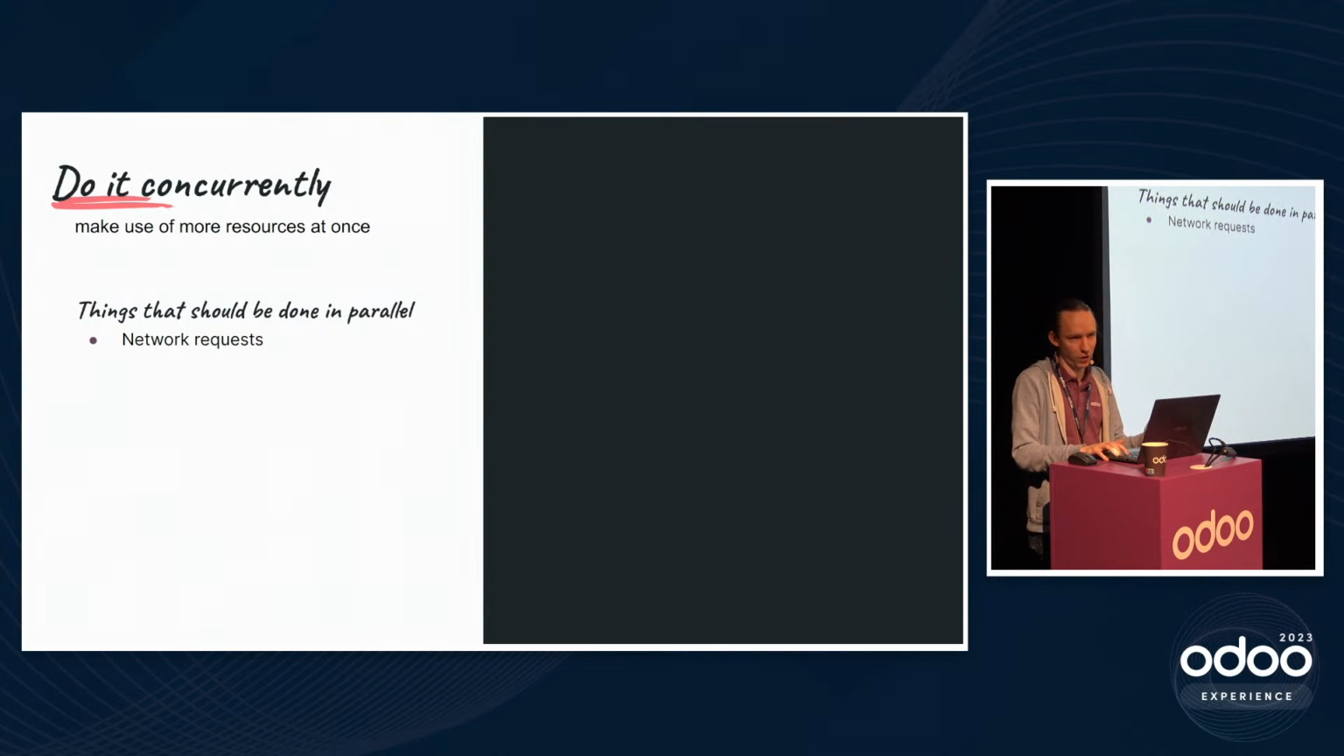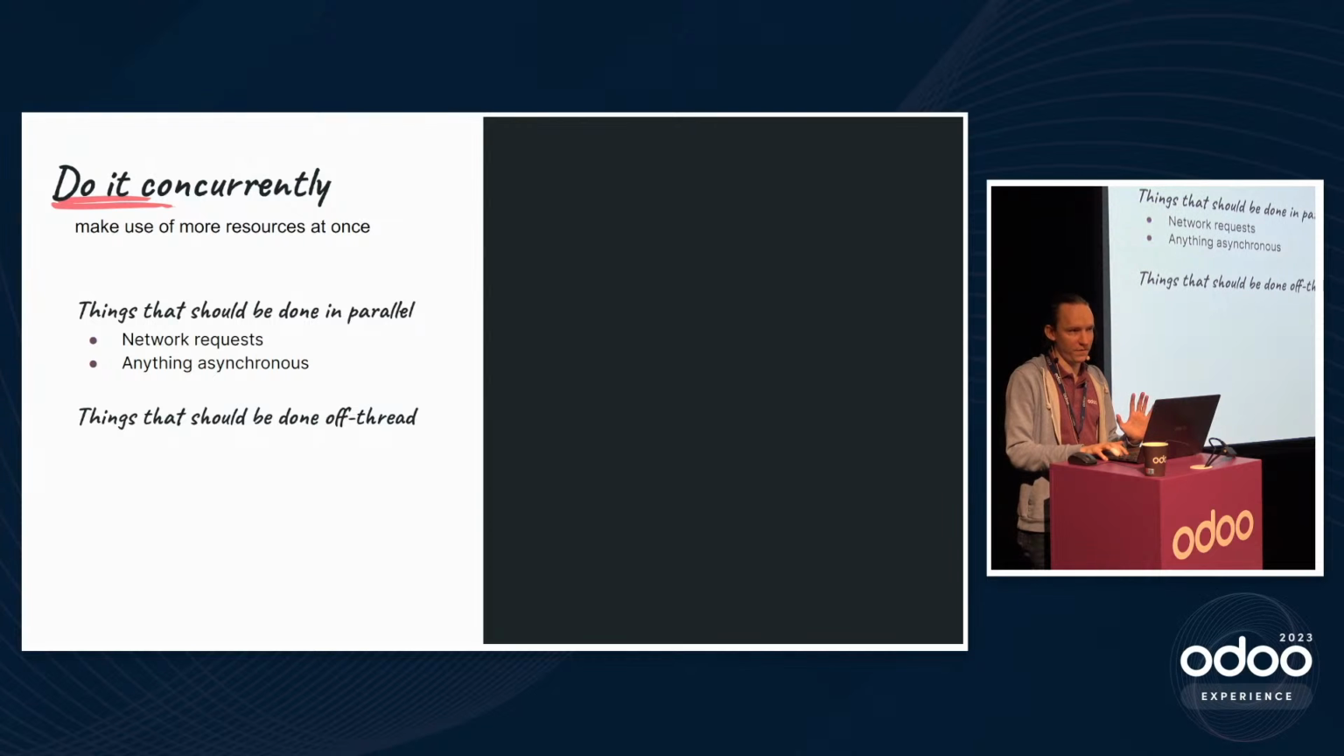The most prominent example is network requests. So if you need to make multiple network requests, ask the server about multiple different things, and the second request doesn't depend on the result of the first, then you should do them in parallel. And as I was saying, anything that's asynchronous that you can do in parallel should be done in parallel.